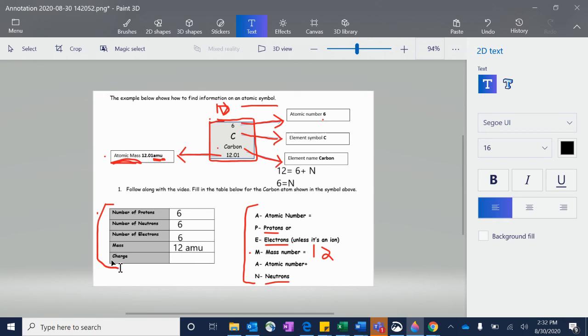And finally, charge. So like we said, when we look at an atomic symbol, we generally assume that we're talking about a neutral atom. So one where the charge equals 0. That's how we know that the protons and the electrons have the same number. We will look later on at examples of things called ions, which either have a positive or a negative charge. And now you know how to interpret an atomic symbol.